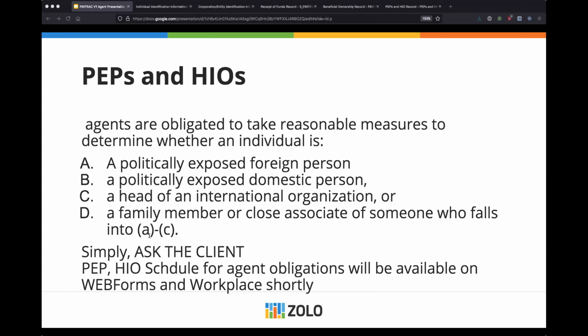A family member is either a spouse or a common law partner, a child, a parent, a sibling, or a spouse of a sibling. So it is a very wide definition. I do not expect you to remember all of this. It will be available in guidance through a document later this month.